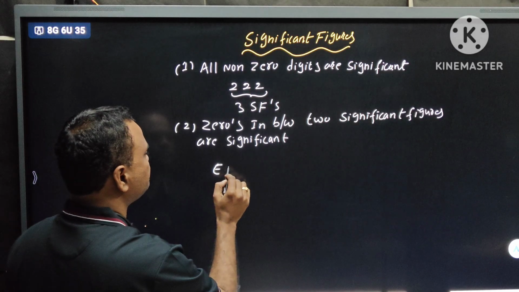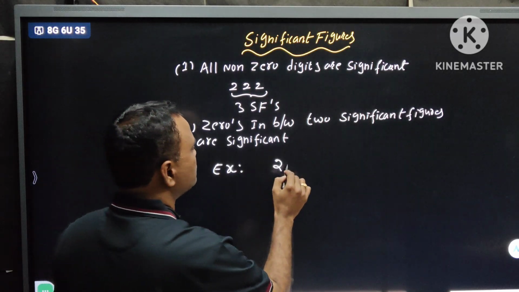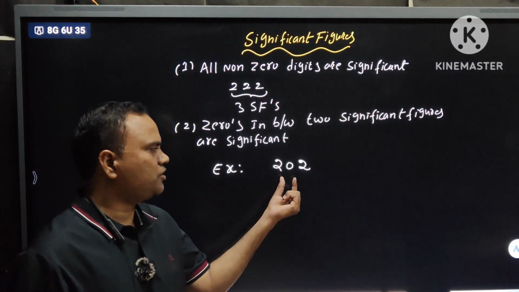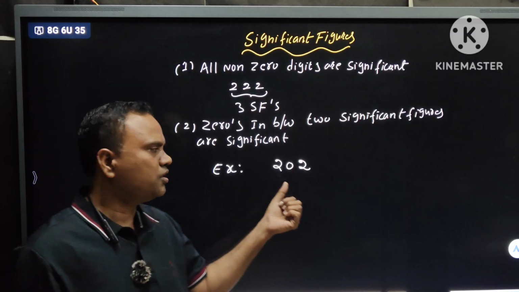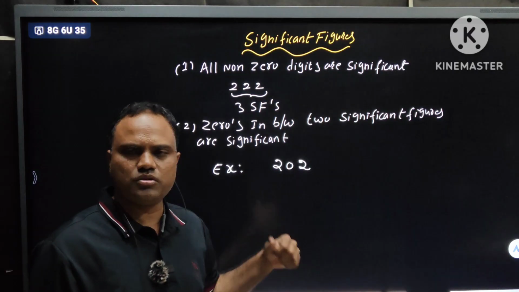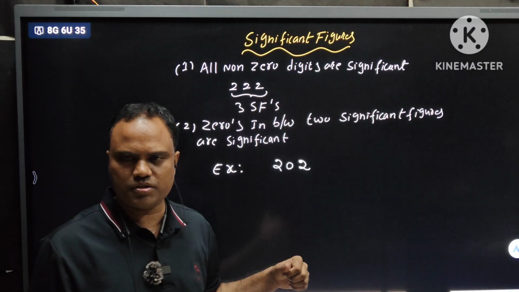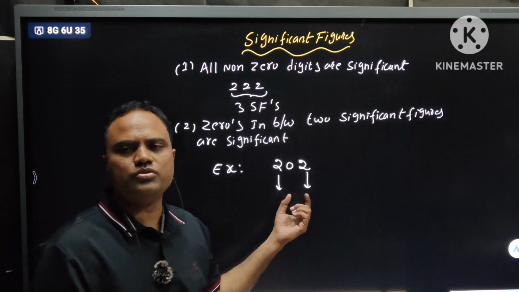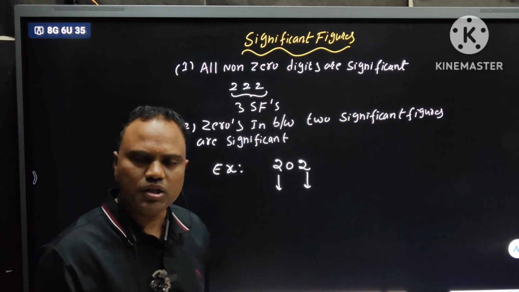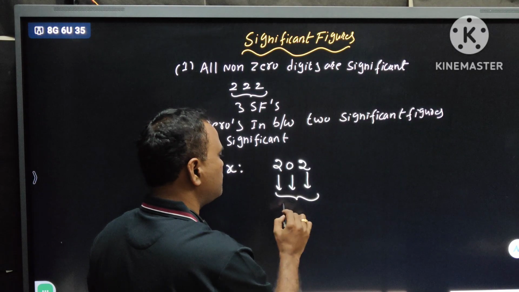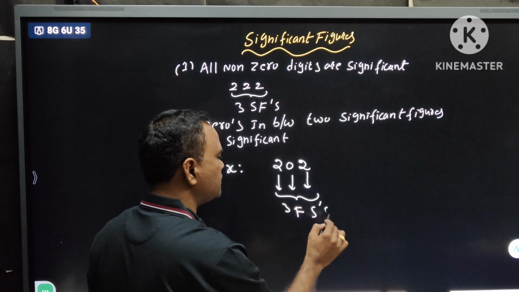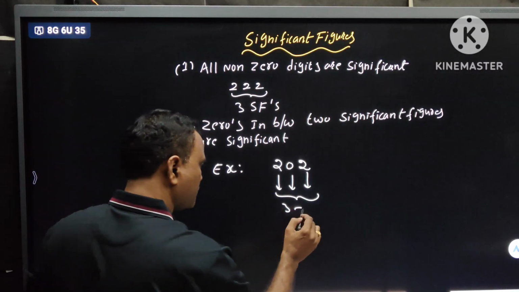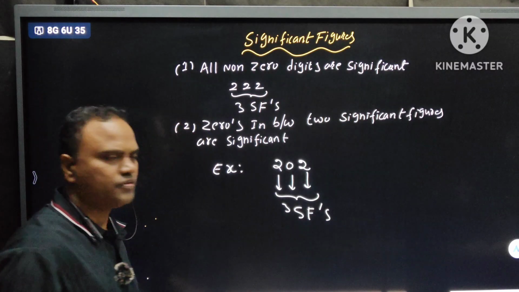Example: 202. The 0 is present in between two significant figures. 2 is a non-zero digit, and this 2 is also a non-zero digit. Non-zero digits are significant. So in between two significant figures, 0 is present, so the 0 is also a significant figure. So we have 3 significant figures, 3 SFs.